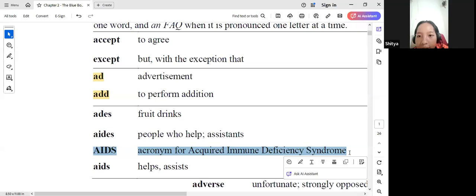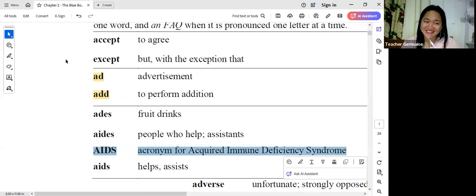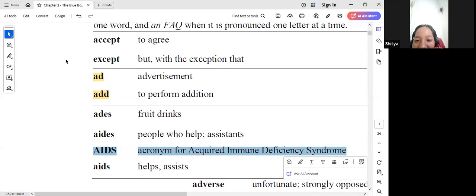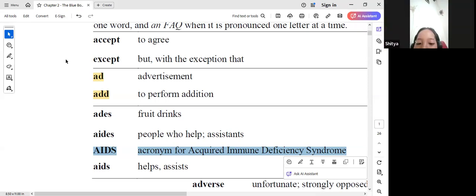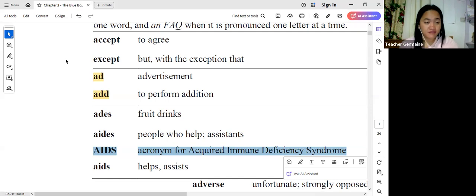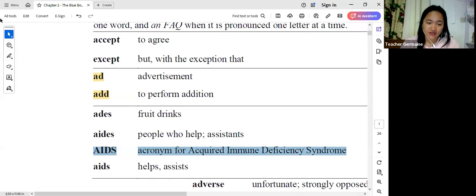Yes, Miss. The one that I highlighted, Shitya, AIDS. AIDS, acronym for acquired immune deficiency syndrome. Okay, good. Thank you, Shitya. Alfonso, maybe you want to read it so that your other classmates can fully hear and understand how to read it.